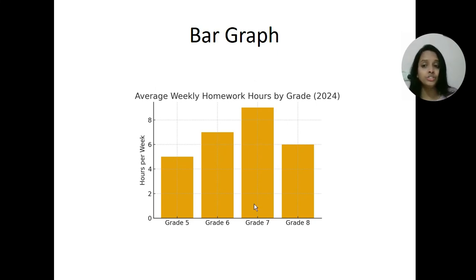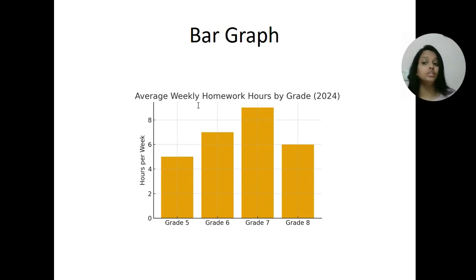So what is the overall trend here? If you see an overall picture here, grade 7 students spend the most time on homework, whereas grade 5 spends the least, right? And try to compare and contrast the data. Grade 7 students completed around 9 hours, which is almost double of grade 5. Grade 6 and grade 8 had similar figures with 7 and 6 hours respectively. So this way you can try to compare and contrast the data.